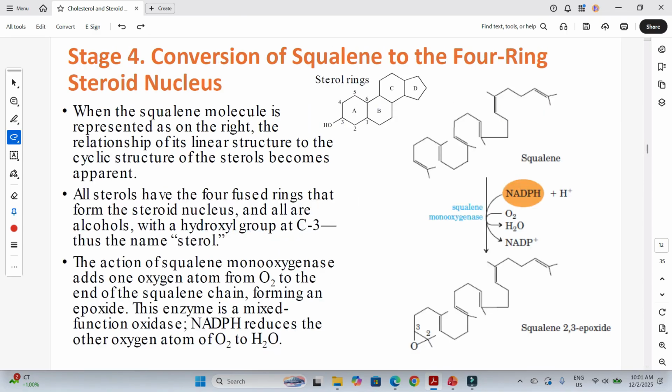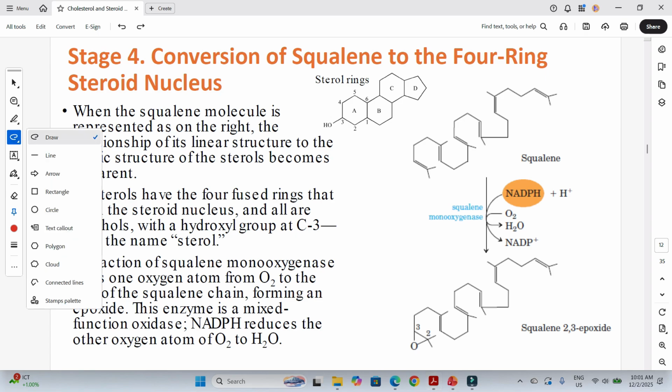Stage 4 of the process is the conversion of squalene to the 4-ring steroid nucleus. Now, here's the steroid nucleus that I'm talking about. You will notice that you have there 4 rings.